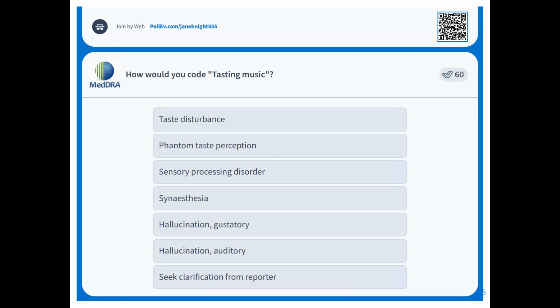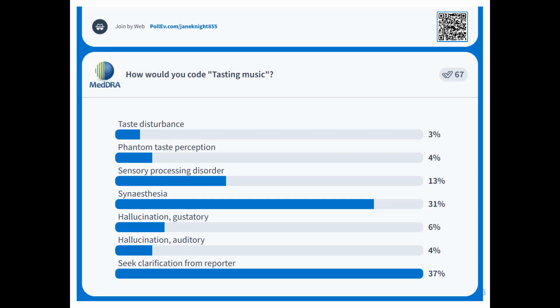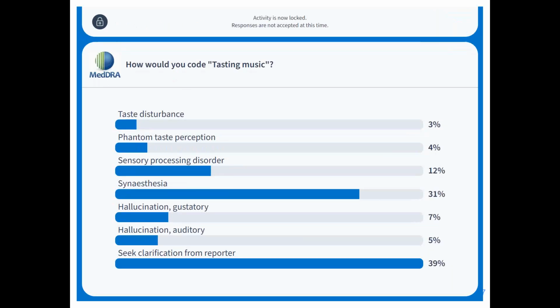So let's see what you're going for. Many of you have voted already. So most of you would seek clarification from the reporter, would assume that this verbatim is somehow incomplete, not really clearly describing a medical concept. Others would go for synesthesia. But again, everything is selected here also. Hallucination terms, sensory processing disorder. So let me close the poll. It's a difficult verbatim again.